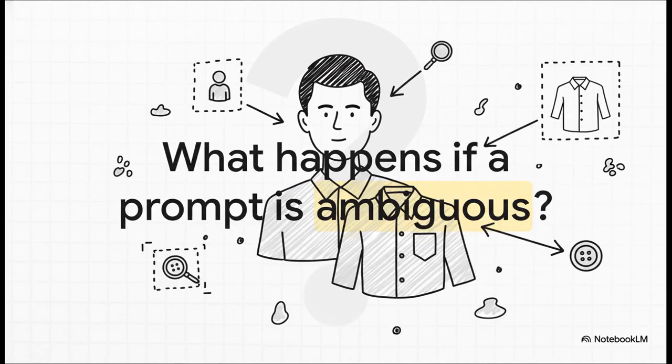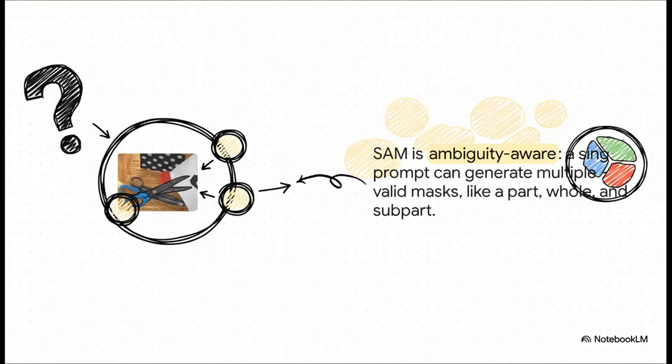Okay, but this is where it gets really, really clever. What happens if you click on a spot that could mean more than one thing, like, say, a button on a jacket? Do you want just the button, the whole jacket, or maybe the person wearing it? And this shows the solution perfectly. Instead of just guessing and probably getting it wrong, SAM is designed to be ambiguity aware. So if you click one point on these scissors, it knows you might mean the handle, or maybe just one of the blades, or maybe you want the whole thing. So it just gives you all three valid options and lets you pick.